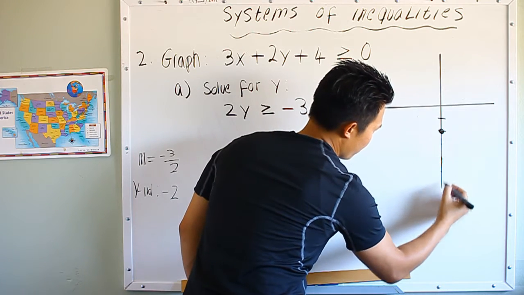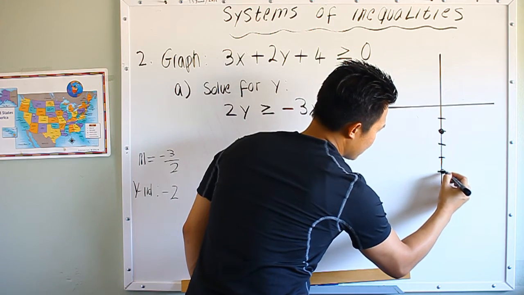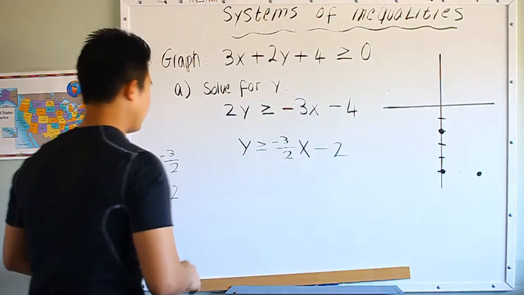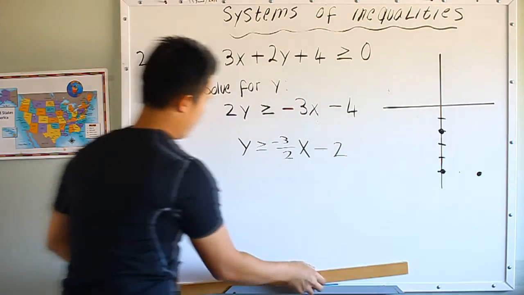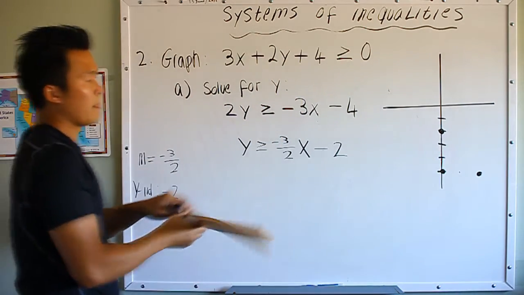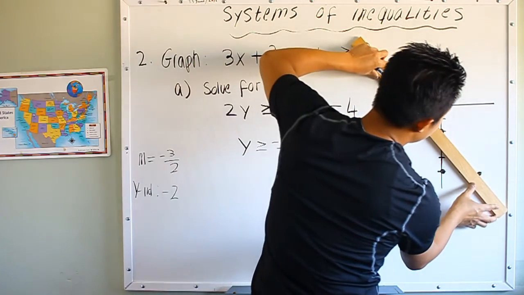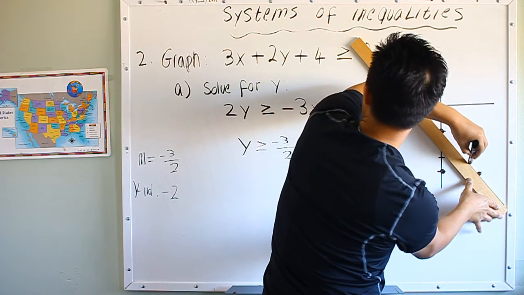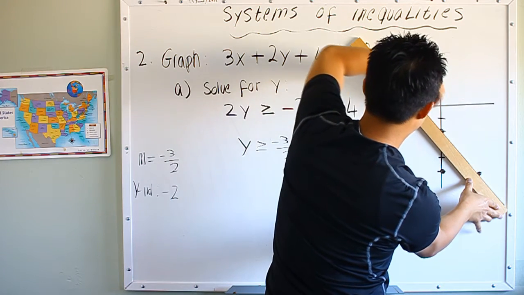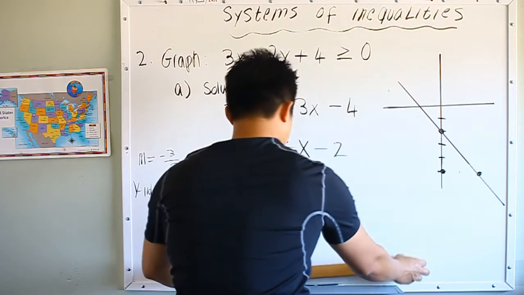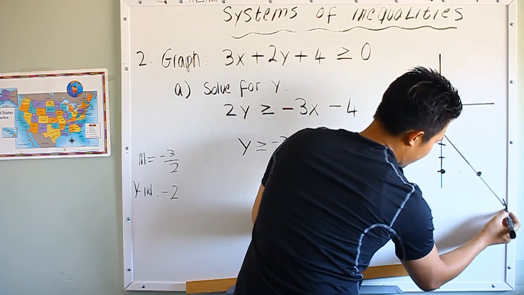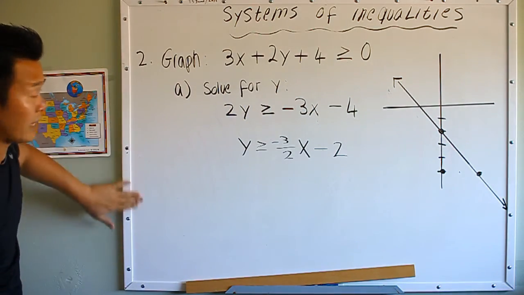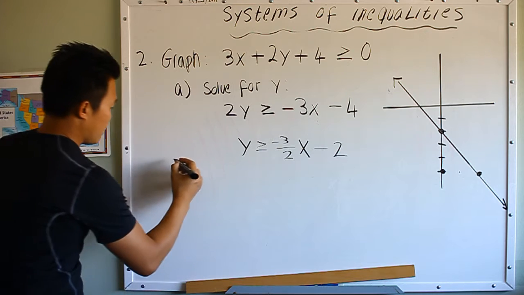Let me extend this line a little bit more. So going down 3 units and then running 2 units to the right. Okay, and that's my point. So 3 down, 2 to the right, because negative 3 over 2. I'm going to connect these 2 points with a solid line because my inequality is greater than or equal to. So that's why I'm using a solid line, as you can see. Now the next thing I do is pick a test point to determine where to shade. Okay, so test point.